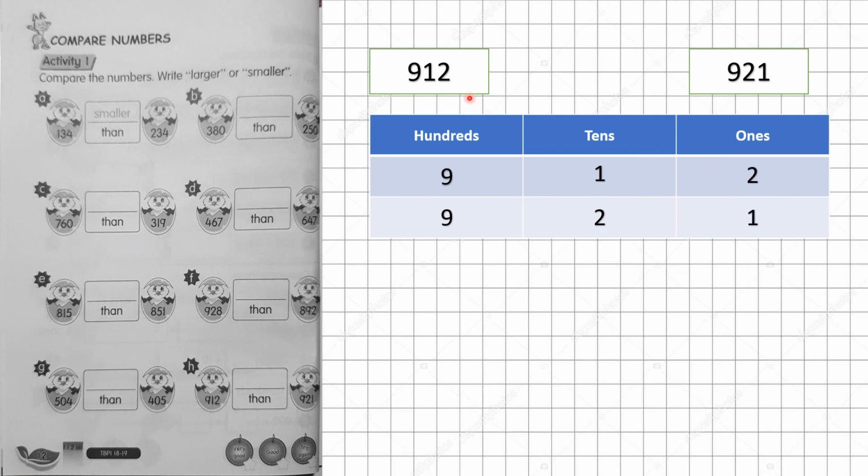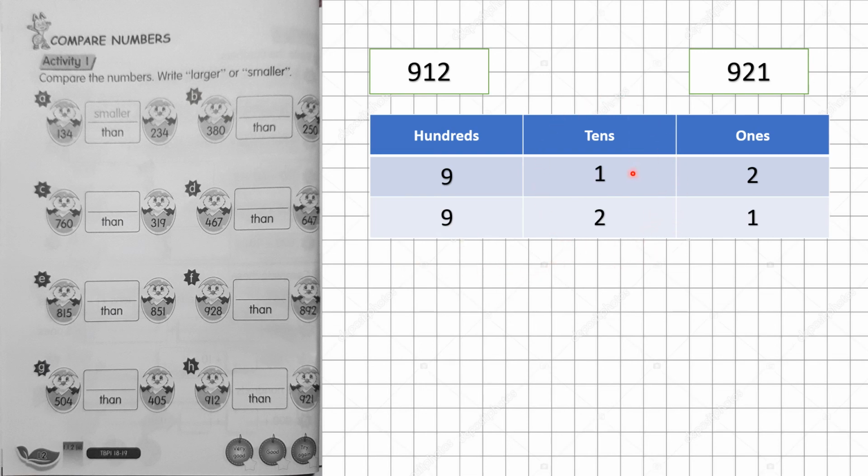Okay, now look at the first column, 100 column. It seems right. It have 9. First number is 9 and the second number also 9. So we cannot compare the number in this column. 9 dan 9 sama, kita tak boleh nak compare. So kita berpindah kepada column tens.